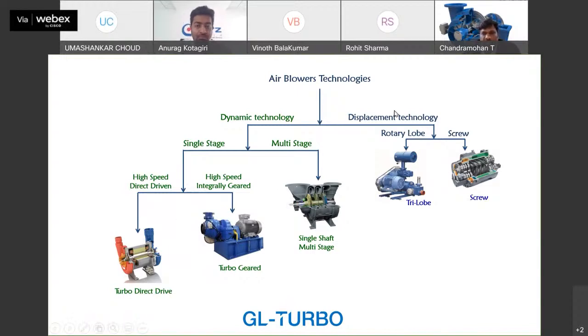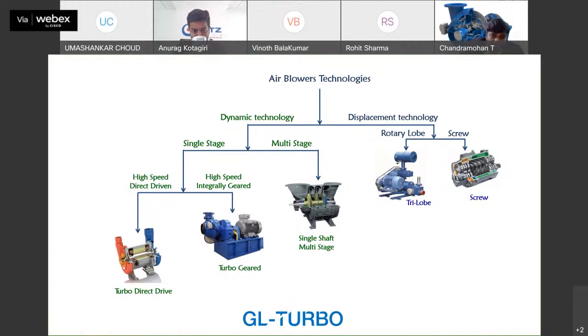Here I have broadly categorized the technology available in the market. On the right side is positive displacement, that is screw blowers, twin lobe, tri lobe, and many other technologies as well. For dynamic, centrifugal technology, we have three different varieties: the multi-stage, the single-stage geared centrifugal, and the high-speed turbo drive.